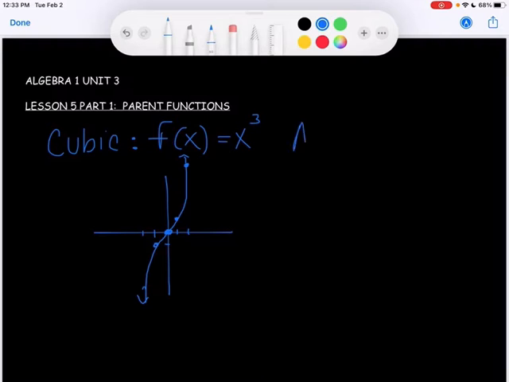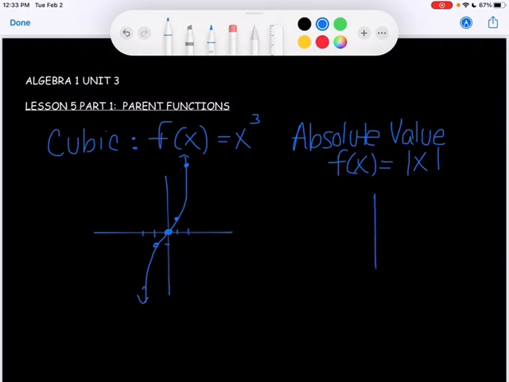Then we have absolute value. The absolute value one makes a V when it's graphed, and its parent function is f of x equals the absolute value of x. And if you notice with these parent functions, they're just the basic, nothing added, just the absolute value of x, or just x cubed, or just x squared. But this one is a V.